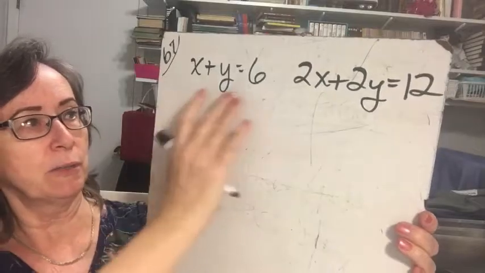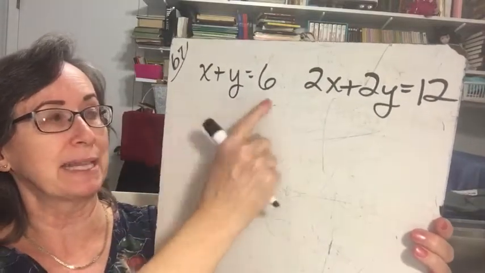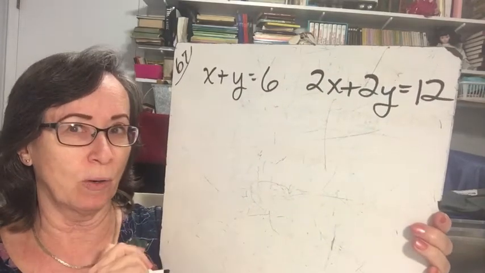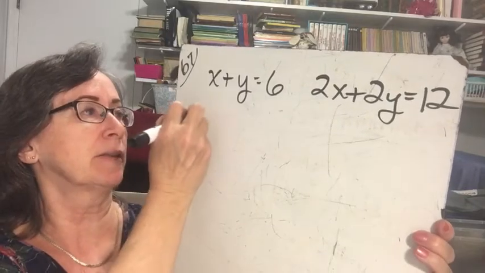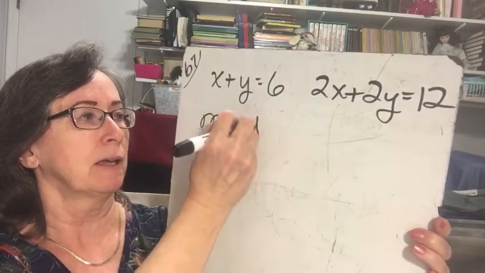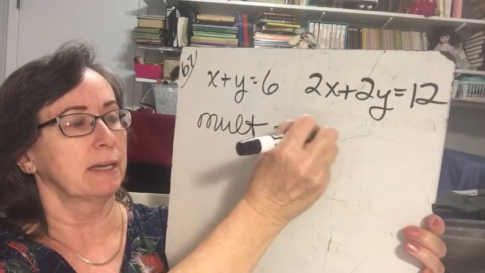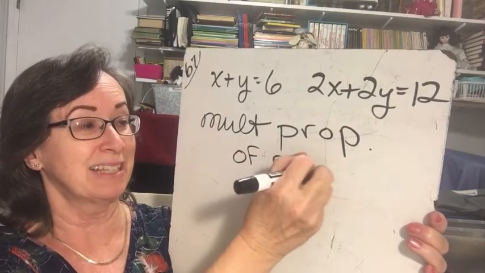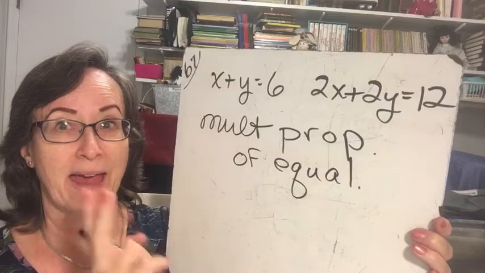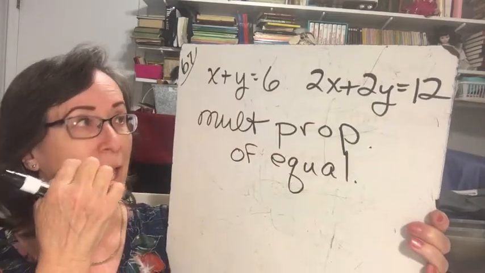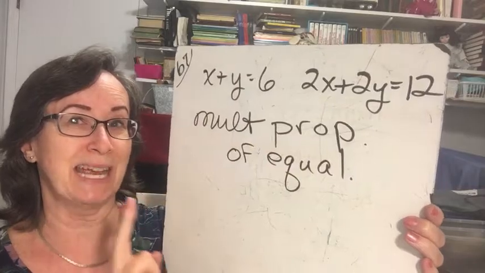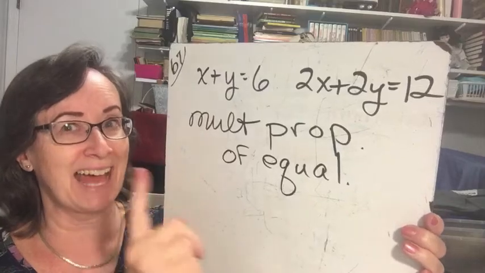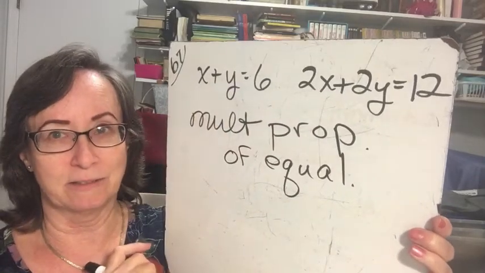Okay, what about two equations like this? We have x plus y is 6. 2x plus 2y is 12. Now we know we have a property. It's called the multiplication property of equality. And that multiplication property of equality tells us that if we have an equation and we multiply both sides of the equation by the same non-zero number, then we get another equation that is exactly identical to the first equation.